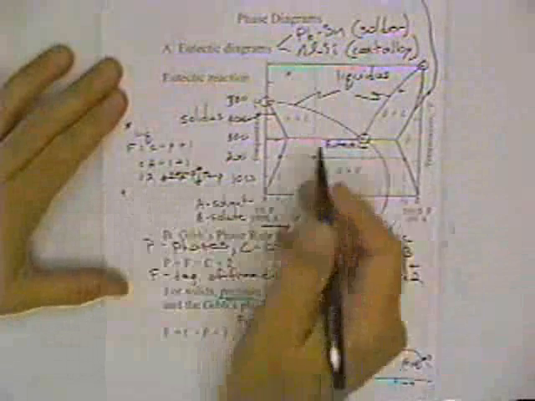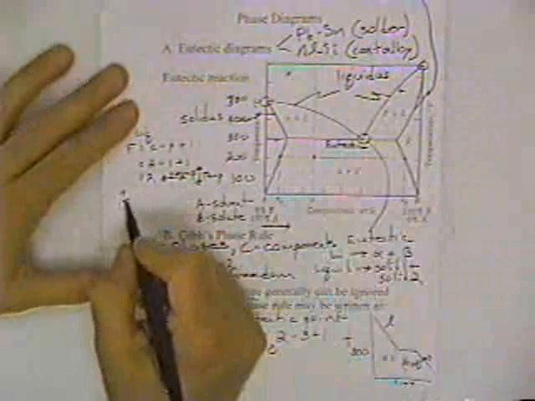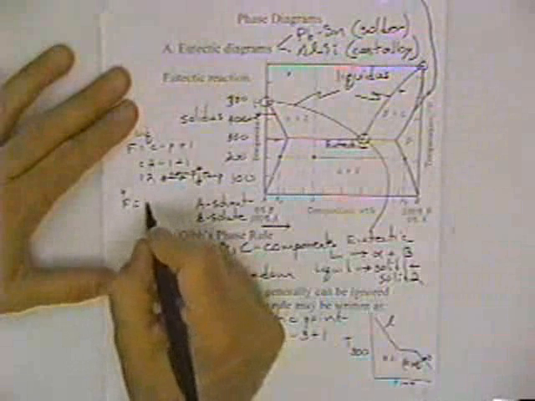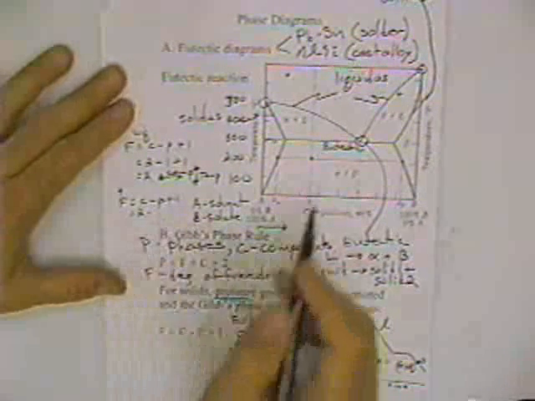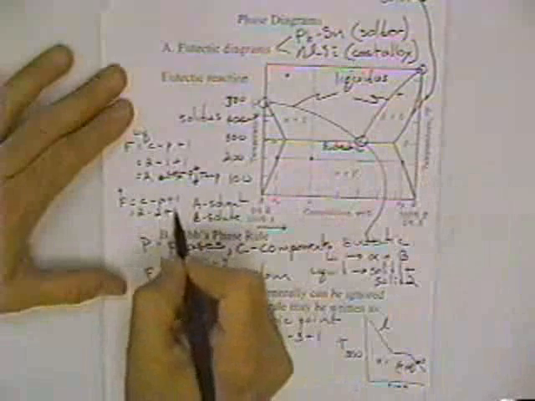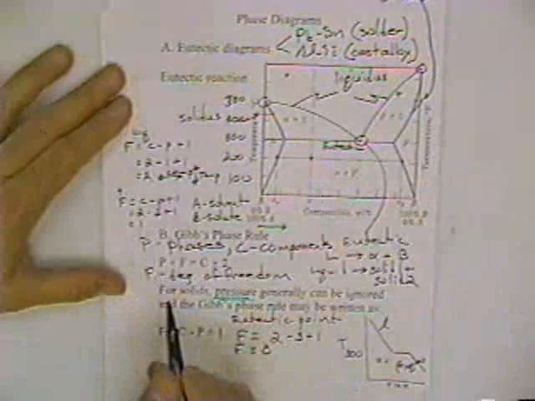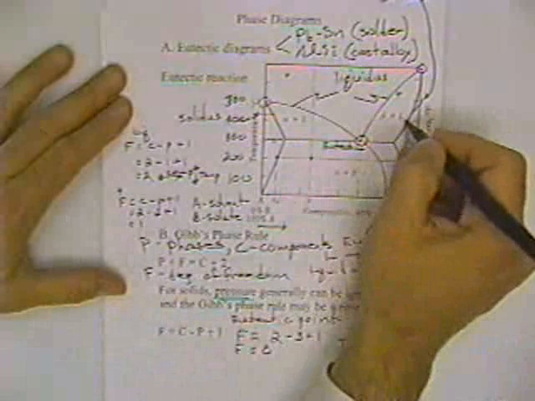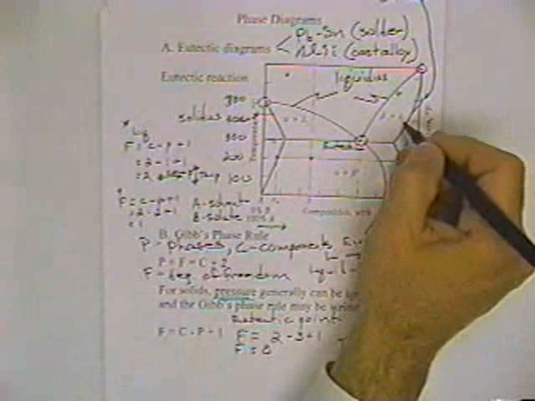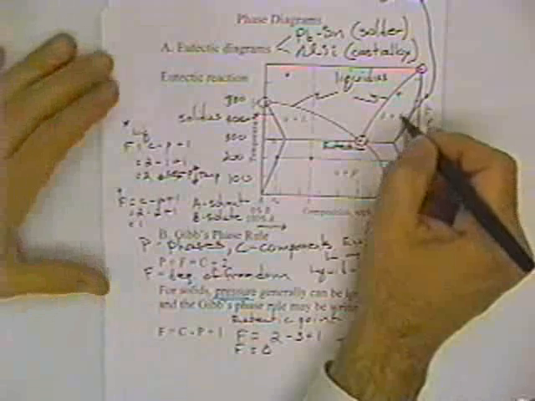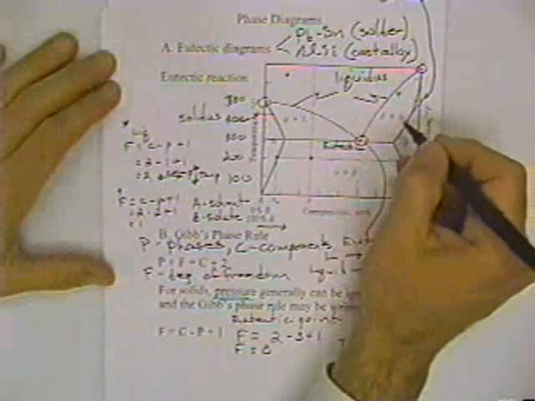Let's try one more. Let's go over here into this region right here and try it. So over in this 2-phase region of beta plus liquid, the number of degrees of freedom is equal to the components minus the phases plus 1. 2 components, how many phases? Well, let's see, beta plus liquid, minus 2 plus 1. So we would have 1 degree of freedom. That means that if we change composition, temperature's fixed. If we change temperature, then composition is fixed. We can't change them both without getting out of that phase field. So that's what the number of degrees of freedom means.